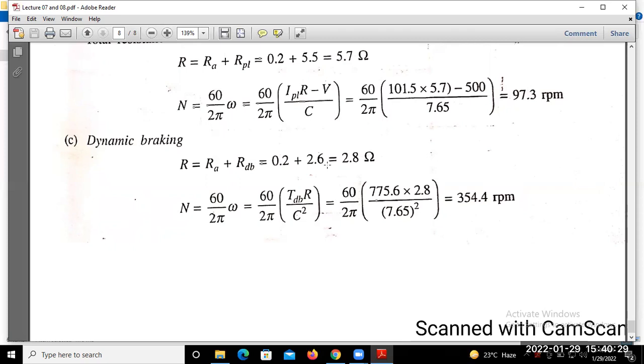That is 97.3 RPM. In case of dynamic braking, external resistance is added, 2.6 ohm. So total resistance is 0.2 plus 2.6 equal to 2.8. In this way we can solve some basic problems related to the speed and torque for the DC shunt motor when we apply either regenerative braking, plugging braking or dynamic braking.